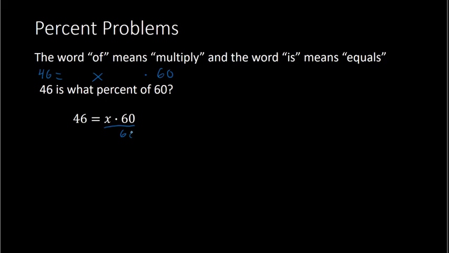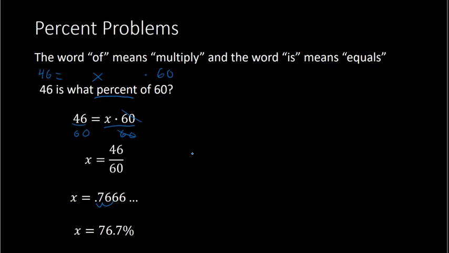I can then solve by dividing both sides by 60. The 60s would cancel. I now have x equals 46 over 60, and if I divide that to get a decimal, I get 0.76 repeating, which the question is asking 46 is what percent of 60. So convert this to a percent by moving the decimal place over 2 places, so now we have 76.66 repeating, which would round to 76.7%.